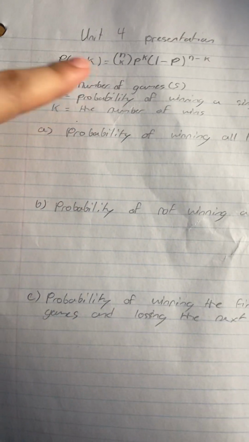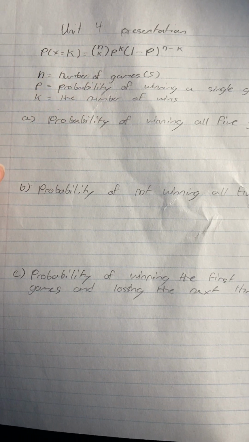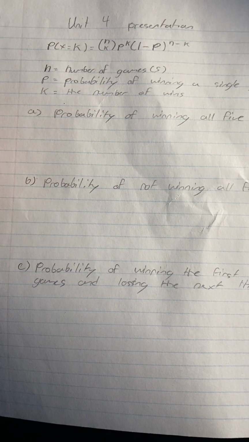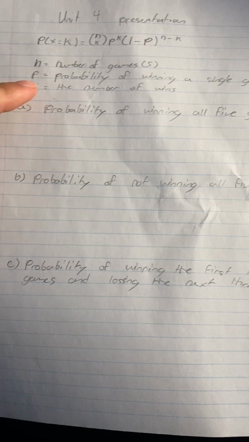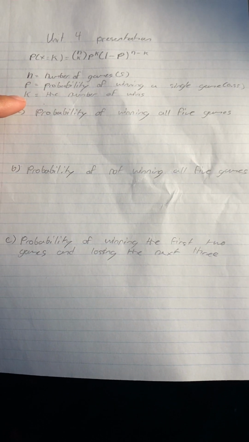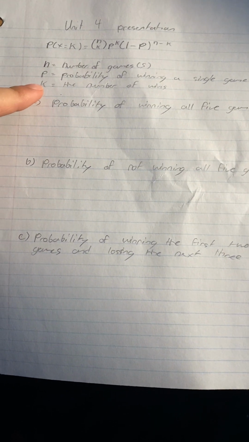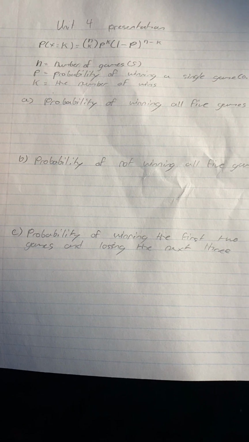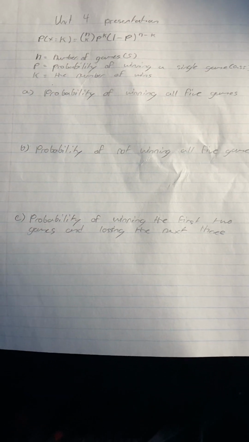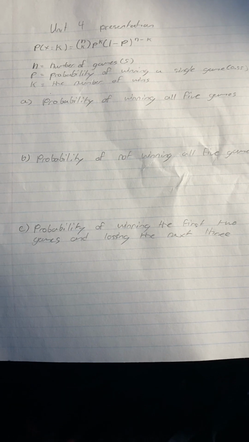So this is the formula that we're going to use to find that. Where n is the number of games, which equals 5. P is the probability of winning a single game, which equals 55%. And k equals the number of wins. So let's start with A, the probability of winning all 5 games.